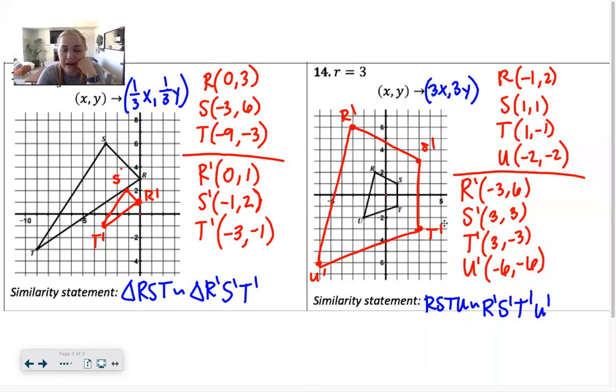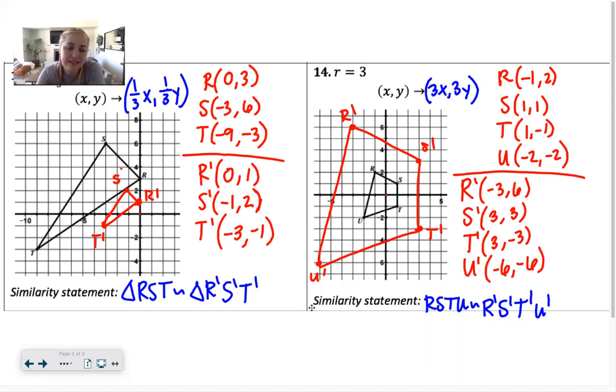Okay, let's look at the other side. On number 14, R equals 3. I already knew that was going to be an enlargement because that number is bigger than 1. So x, y becomes 3x, 3y. And you can see I had R, S, T, U, and all of those numbers tripled to be R prime, S prime, T prime, U prime. The image was way bigger than the pre-image. In fact, it was triple the size of the pre-image. And we just wrote our similarity statement: R, S, T, U is similar to R prime, S prime, T prime, U prime.